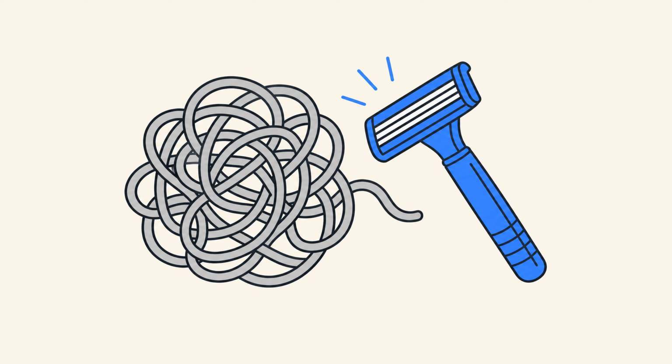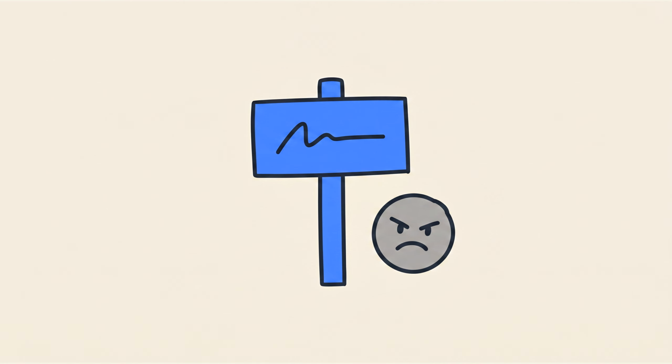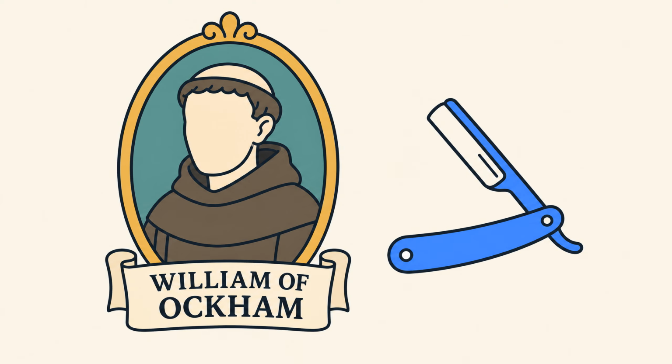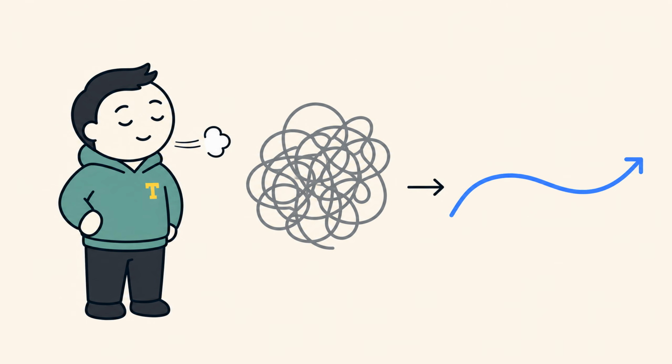But there's a simple thinking tool that cuts through the tangle. Not by being cynical, but by starting with the simplest explanation first. It's called Occam's razor, named after a medieval friar, William of Ockham. And it's one of the fastest ways to stop overthinking and see clearly.